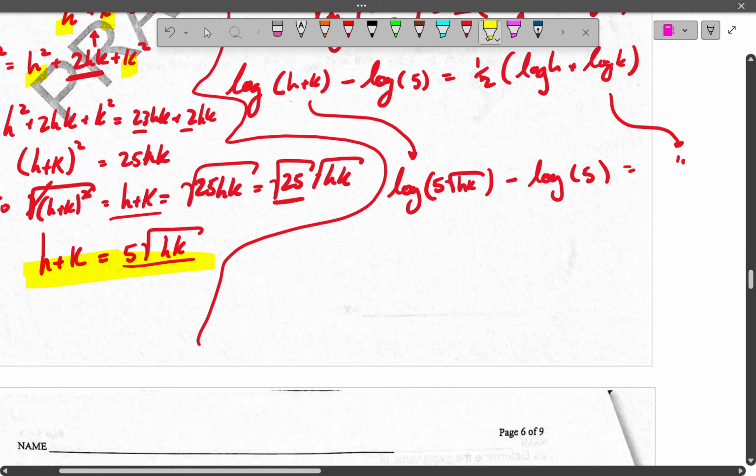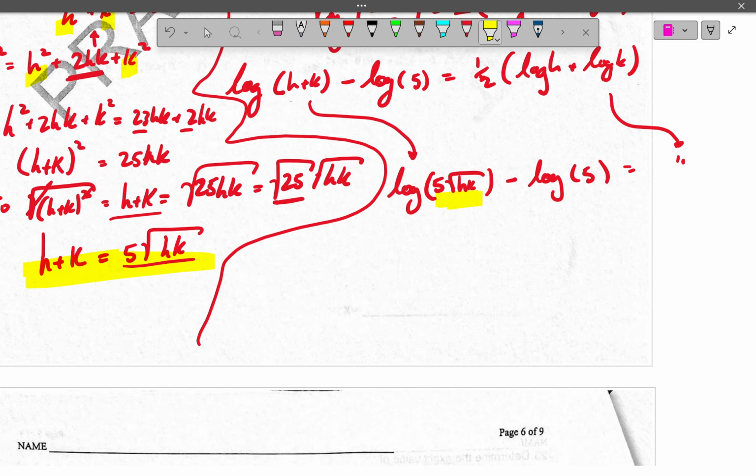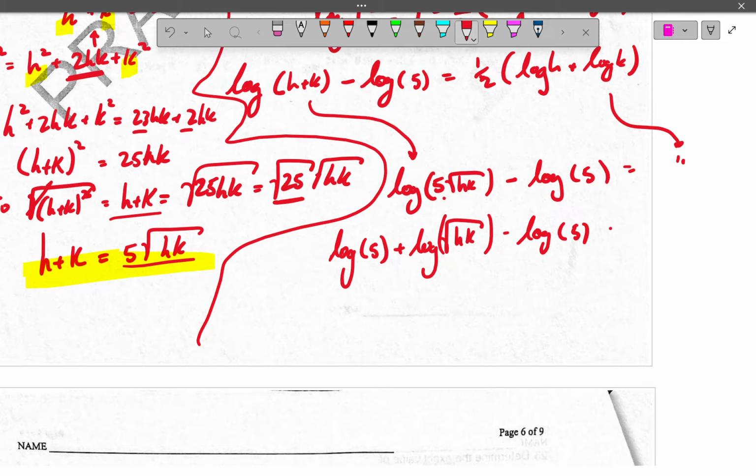And then another one of the rules that we saw at the bottom of the page was that if you have two things that are multiplied by each other inside of a logarithm, that's the same thing as doing each part separately. So this is equal to logarithm of 5 plus logarithm of the square root of hk minus logarithm of 5, and that's equal to the same thing. But we have logarithm of 5 minus logarithm of 5, so that's gone. So then I have that the logarithm of the square root of hk is equal to what we had over here.